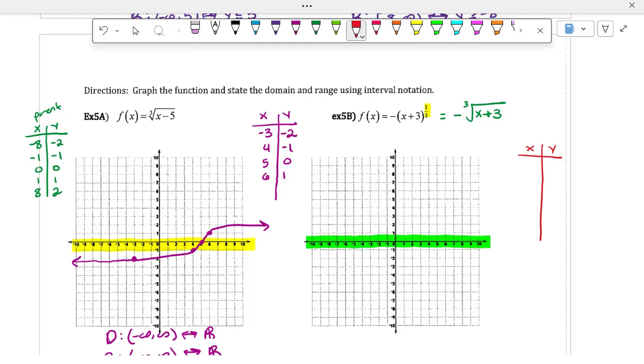So go through from -10 to 10. Check all those numbers. I only want the ones that give you nice, pretty numbers. If they give you funky decimals, you don't even need to bother.